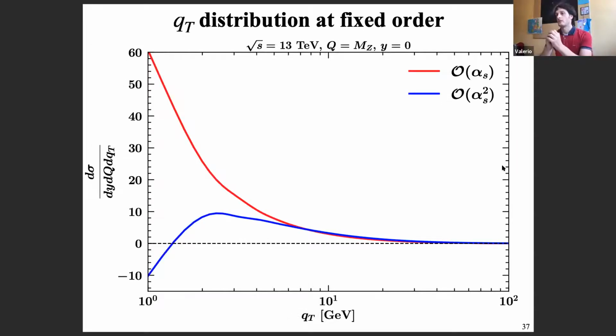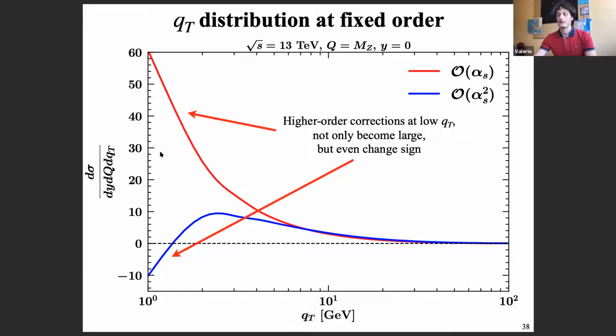So this is a realistic calculation of the differential cross-section in dY, dQ, and dQT. The red curve is the leading order computation at order alpha s, and the blue curve is the next-to-leading order computation, which includes also alpha s squared corrections. And what you see is that if QT is large enough, they are not that different. But when QT starts becoming small, not only do the two diverge, but they also diverge in different directions. So things really start getting crazy in this region.